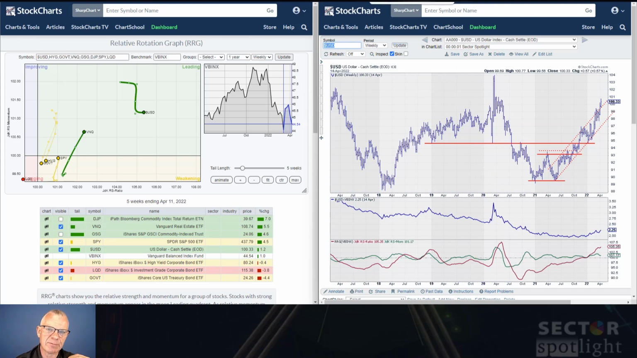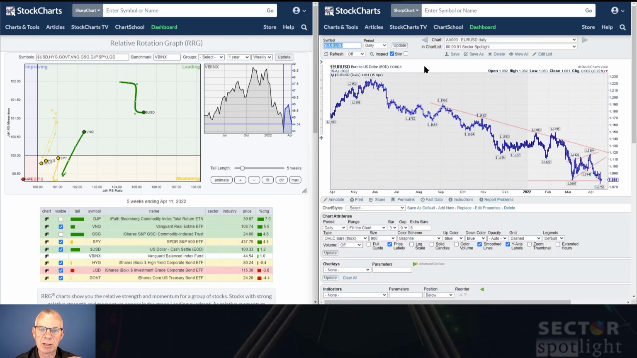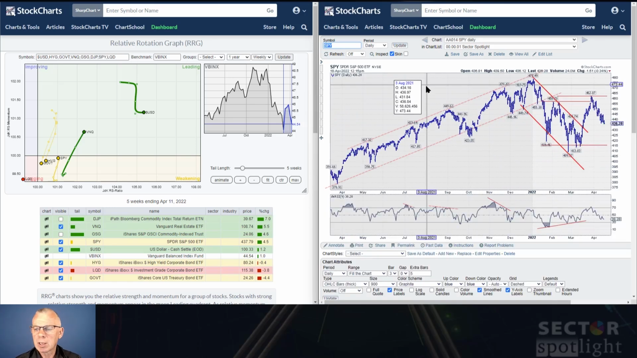Probably better visualized when you look at the euro dollar chart, and you can see that it is starting to challenge the support at 108, euro dollar 108. Once we significantly break below 108 in euro dollar, I think we will see even more deterioration of the euro strength of the US dollar. Go to SPY.